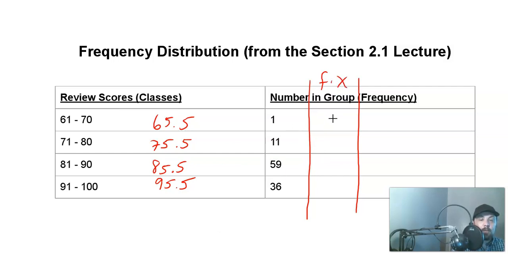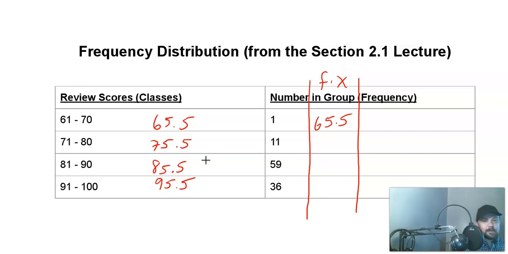Okay, and we'll write the result here. So we're going to take, and I didn't really do it this way in the previous video, but this would be a really good way to handle finding the mean of a frequency distribution. We're going to multiply these together. So we're going to get 65.5 times 1, which is 65.5.